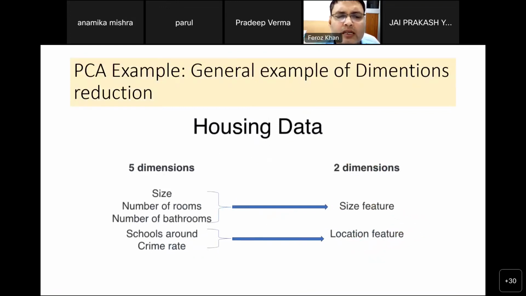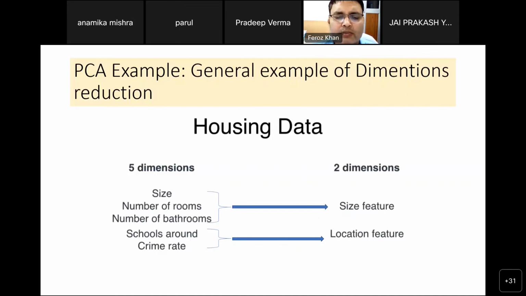Now let us see another general example for more understanding of PCA. For example, there is housing data with 5 dimensions: size, number of rooms, number of bathrooms, schools around, and crime rate. You can cut down these 3 initial dimensions or properties into one property. For example, size, number of rooms and number of bathrooms are highly correlated with each other.